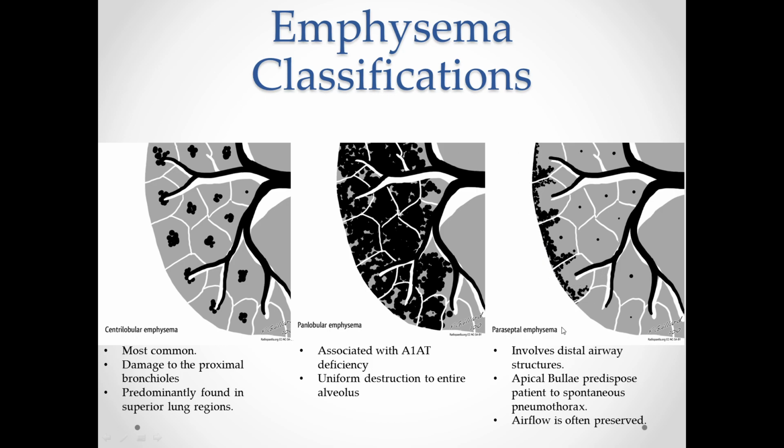Oftentimes with this type of emphysema, the airflow limitation is not as robust, and so a lot of times the airflow is preserved, probably because it involves the distal airway structure as opposed to the entire lung region or the proximal airway structures.